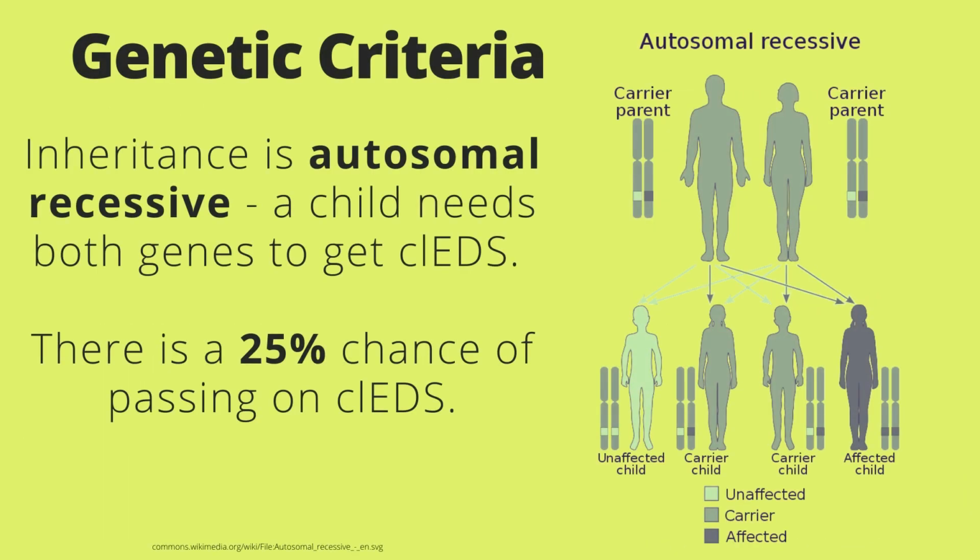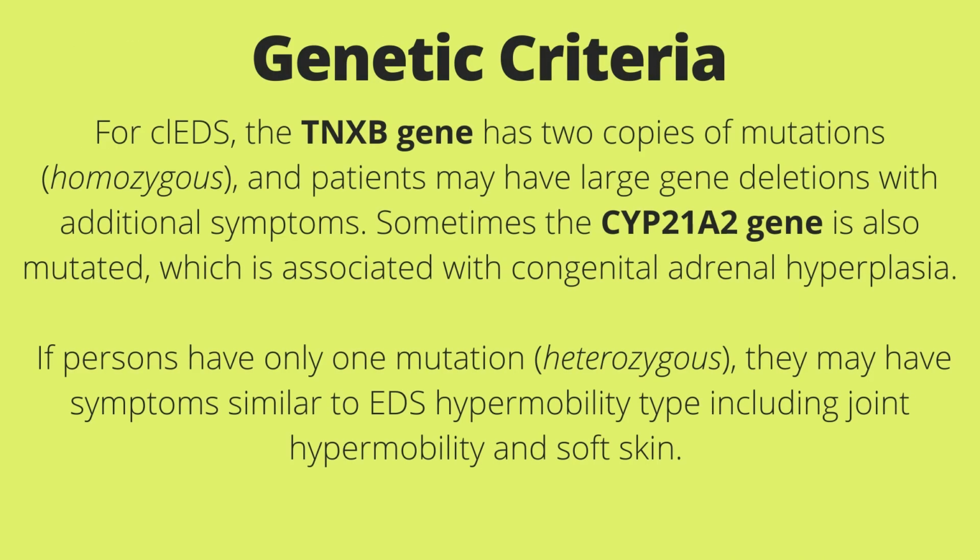CL-EDS also has genetic criteria and has autosomal recessive inheritance, meaning a child needs both genes to get CL-EDS. There is a 25% chance of passing on CL-EDS if both parents are carriers of genes. There are 2 potential genes that lead to a CL-EDS diagnosis.